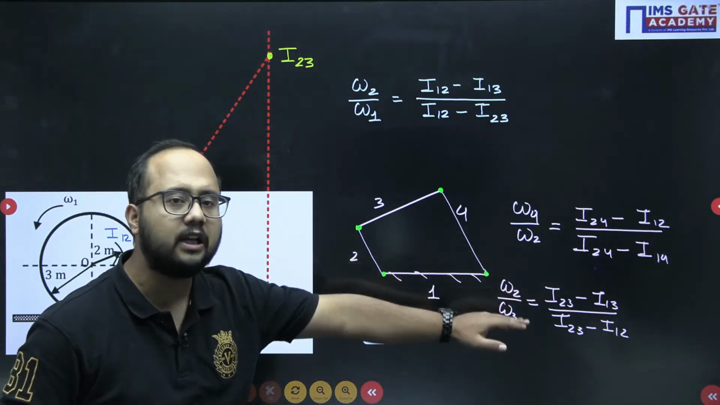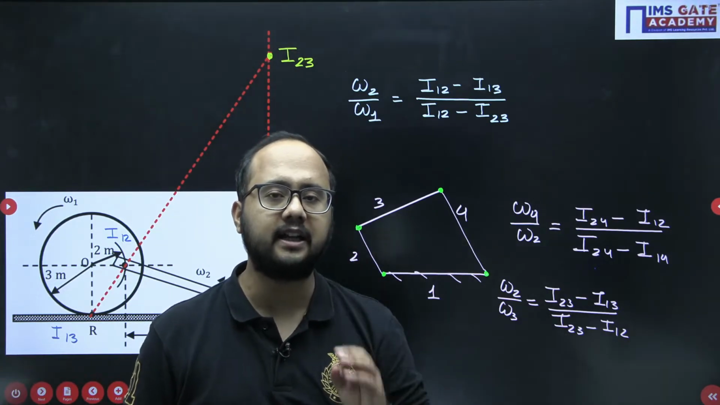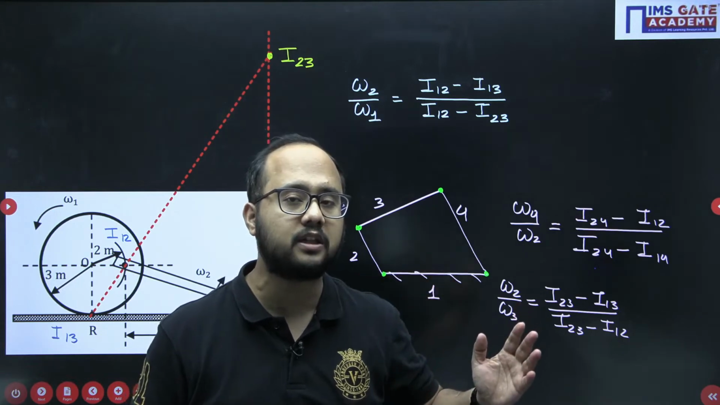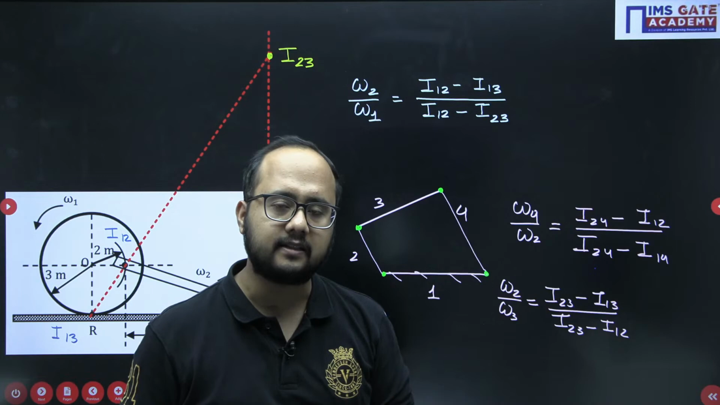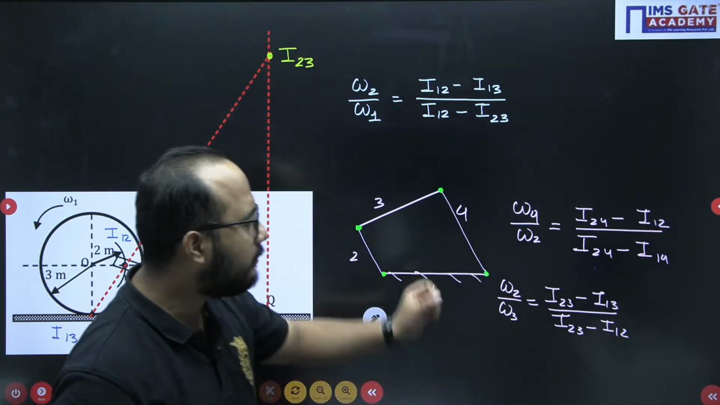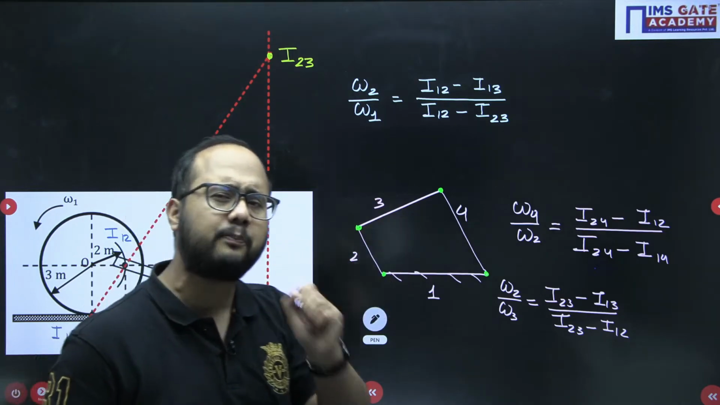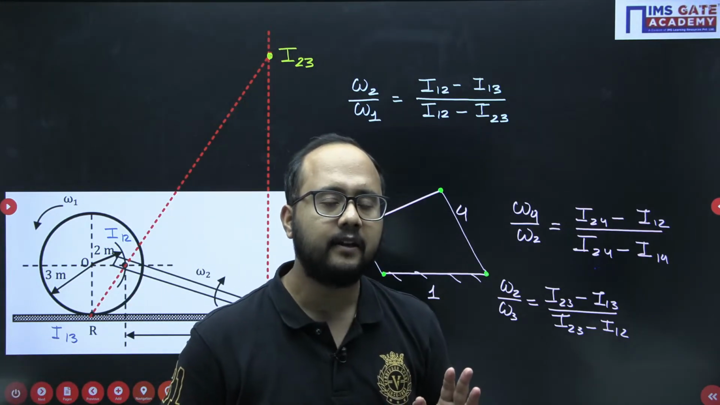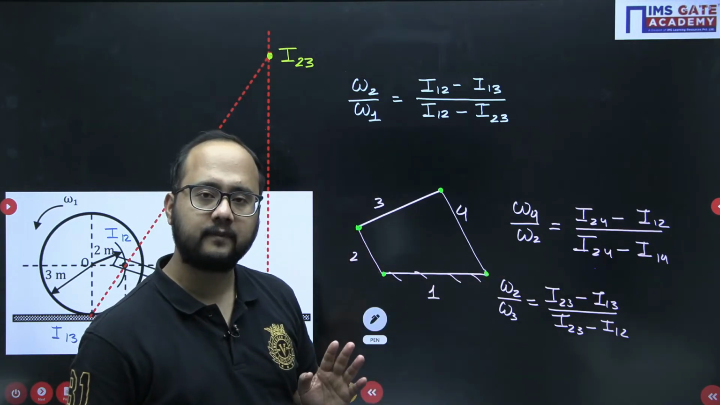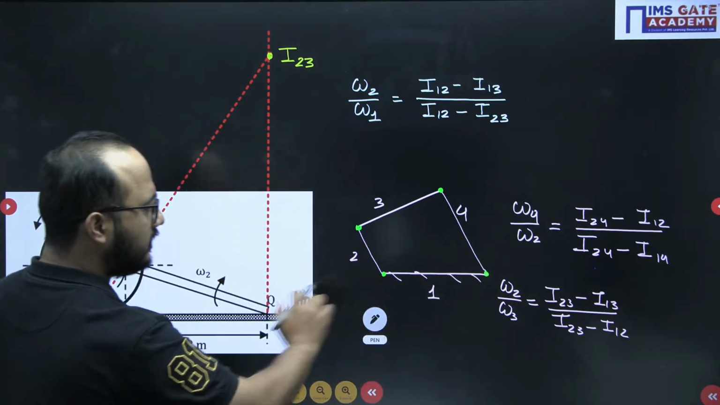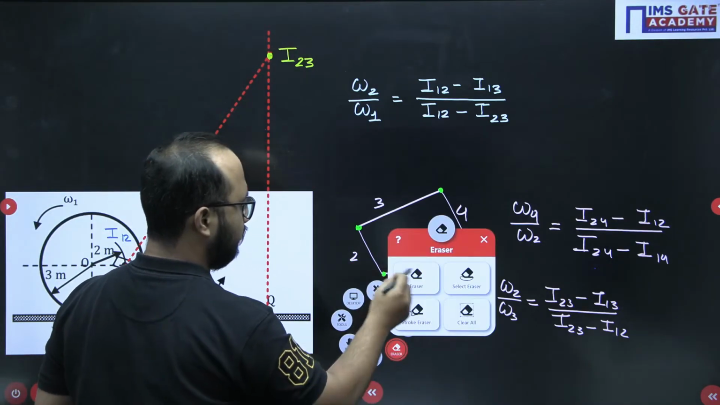If this is clear, you can solve any problem of velocity analysis. And if you see the previous year questions, maximum numericals they have asked are from this velocity analysis. And simply this method will be used, because from this method all the problems become very easy if you use this approach. Got it? So I hope this concept is clear regarding angular velocity ratio.